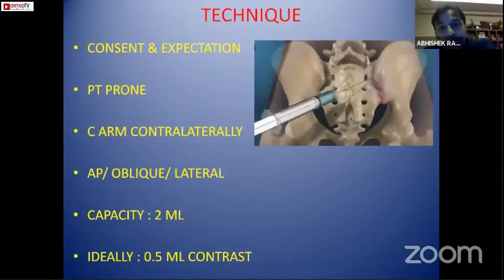So coming to the technique, firstly, after consent and expectations of the procedure have been explained, the patient is put in the prone position. The C-arm is taken contralaterally to give us AP, oblique, as well as lateral views. We have to remember that the capacity of the joint is about 2 ml.